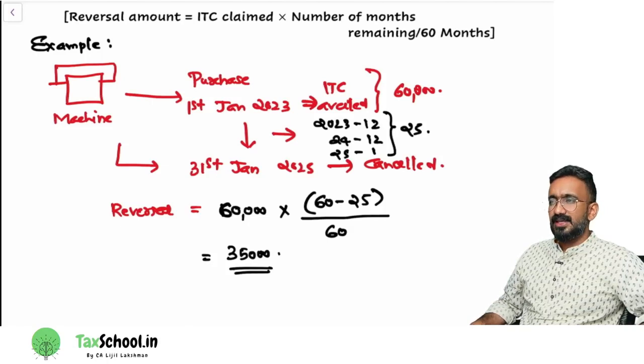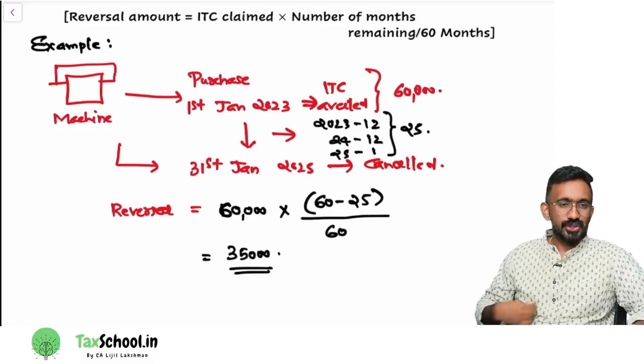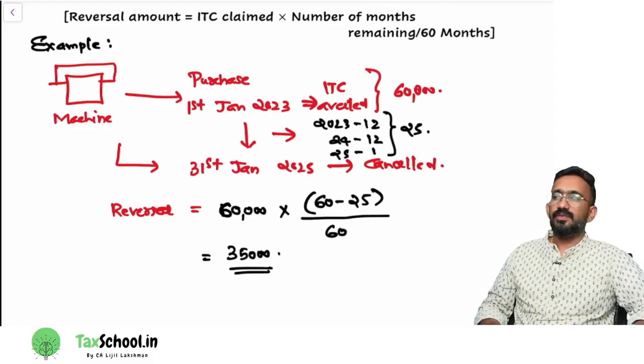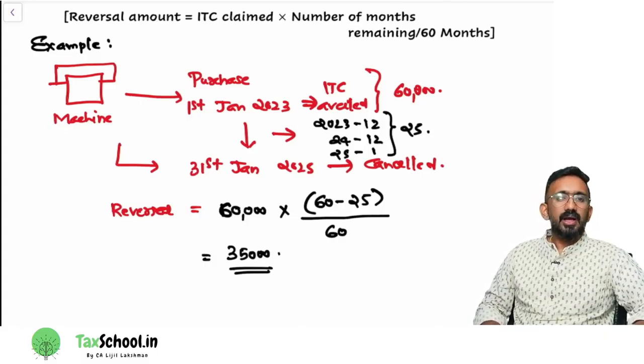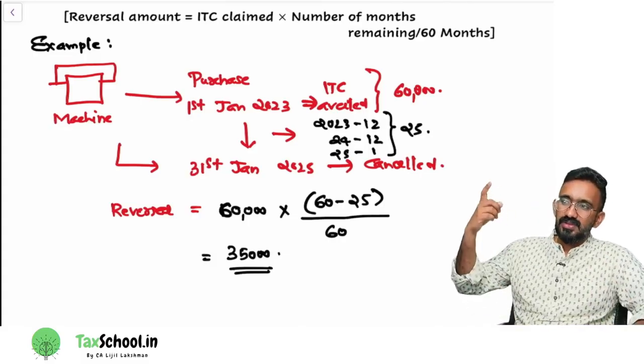When did I take full ITC? In January 2023 itself, I enjoyed full ITC. Okay. Now I'm cancelling my registration. Am I eligible to take full ITC on this machine? No, I should have used this machine for 5 years to get full ITC. What happens? How much is the remaining useful life in months? I've used this asset for how many months?